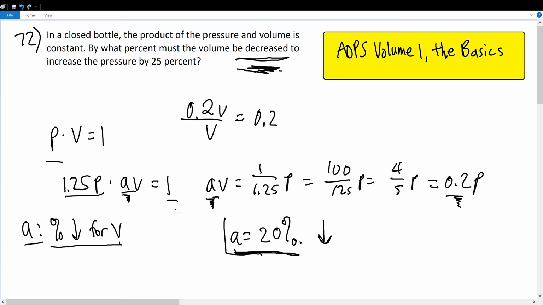And when I first did this, I fell into the same mistake that I'm telling you of. So this is why I have to emphasize this a lot. So A must be decreased by 20% less of P. Hence, it must be decreased by 20%, the solution to our question.